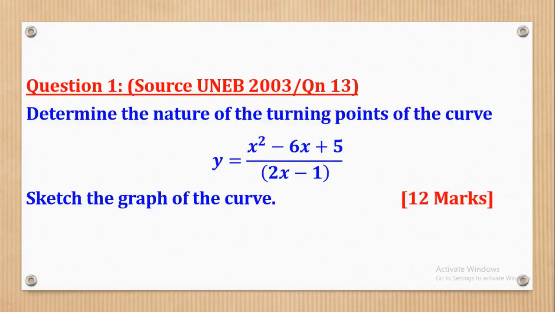So with that knowledge, let's go through these questions. Question 1, which came from UNEB 2003, paper 1, question 13, says: determine the nature of the turning points of the curve, then sketch the graph of the curve. Unlike in the previous case, here they will not tell you that the curve has a slanting asymptote. It is up to you to realize it. Look at the degrees: the numerator is degree 2 and the denominator is degree 1. Therefore, you just know that it has a slanting asymptote.